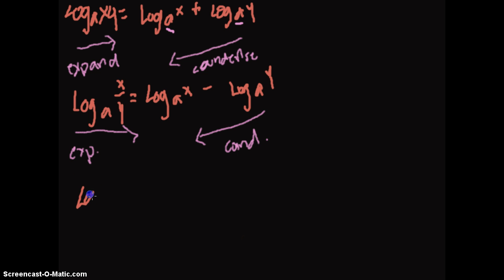So log base a of x to the power of r equals r log base a of x. I want you to tell me what happened to this r in the exponent form. Think about it, because it's up here, and right here, it became a coefficient.